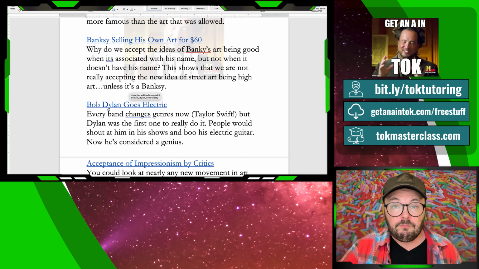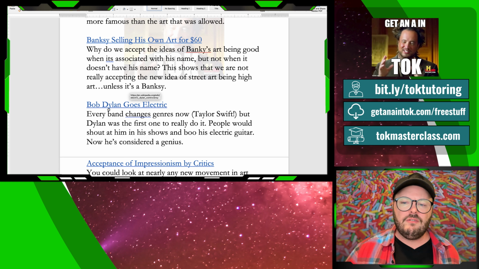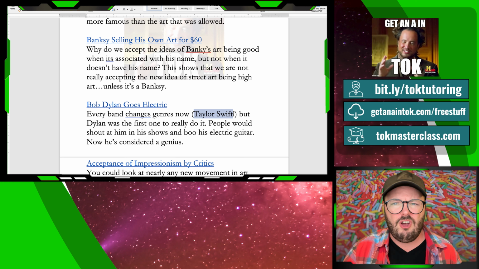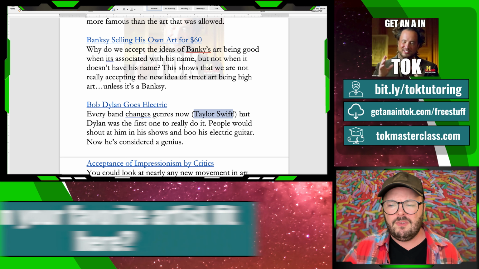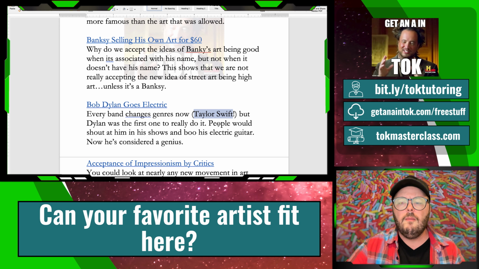So Bob Dylan was an acoustic guitar playing folk singer, and then one day he's like, I'm playing electric guitar, and people booed him off stage, threw stuff at him, and he changed genres, and everyone was angry. Now everybody changes genres. Taylor Swift has changed genres like 6 times. Nobody cares anymore. But Dylan was the first person to do it. So people would shout at him, and now he's considered a genius.